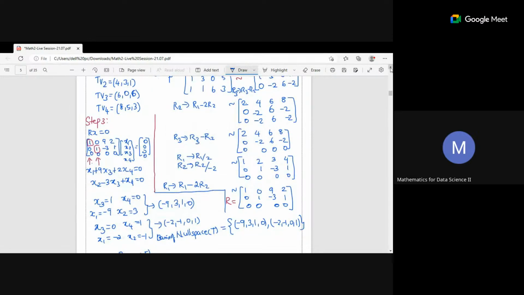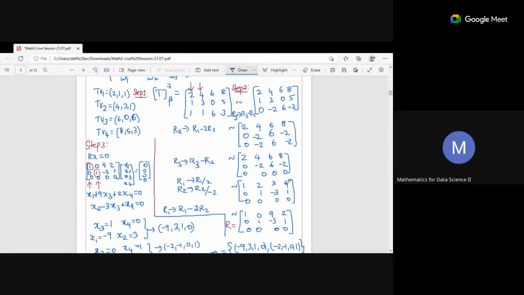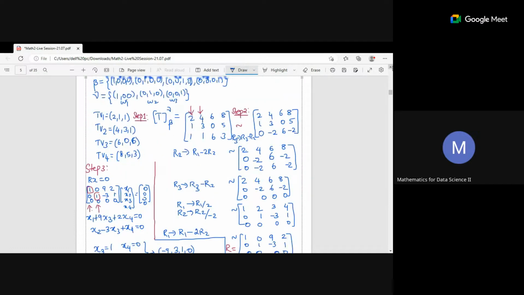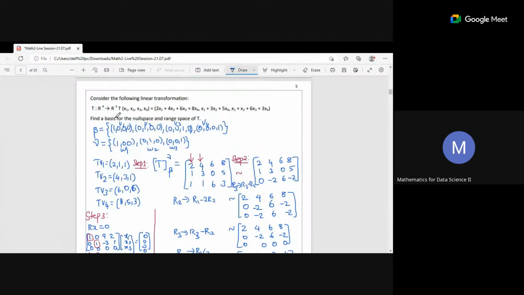Okay, so the first column is (2, 1, 1) and the second is (4, 3, 1). So these are the basis vectors of range T. You know that the range is in R3 and the null space is in R4. So that is why here you got elements from R4 and here you have got elements from R3. So did we answer the question given here? Find a basis for the null space and range space of T.